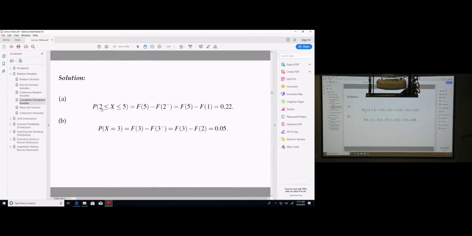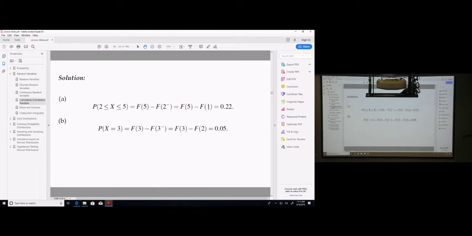So this is the probability that X is between 2 and 5, inclusive of the 2 endpoints, is to calculate F of 5 minus something just before 2, F of 2 minus. The little negative sign in the superscript means a little bit as small as possible on the left-hand side of 2, so slightly less than 2. And here, because the function is constant in the interval, except for the jump at the integer value, slightly less than 2 would be the same as the value of the function at 1, all right?